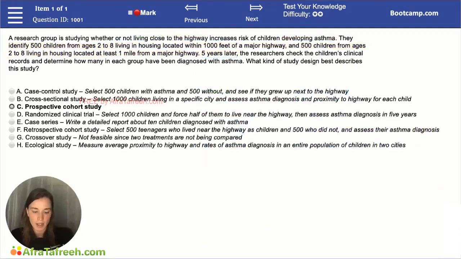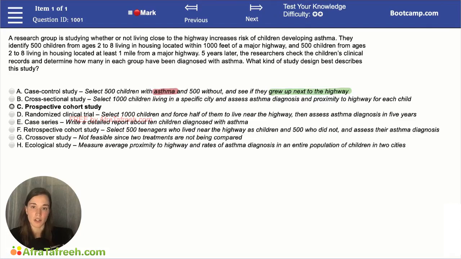All right, so to make this a case control study, remember that we'll need to select our participants based on their outcome and not based on their exposure. So we would select 500 children with asthma, so that's our outcome or our dependent variable, and 500 without, and then assess their exposure history to growing up near the highway.